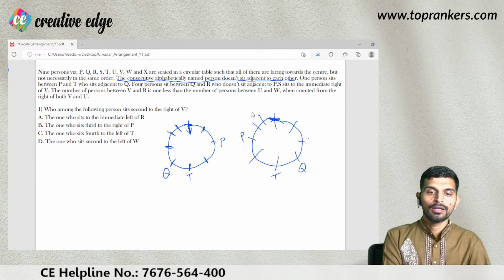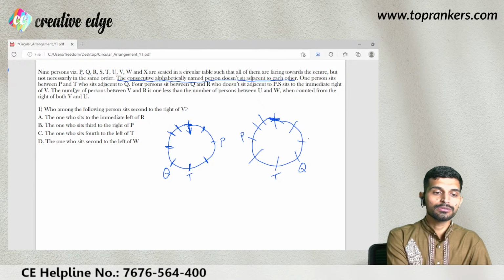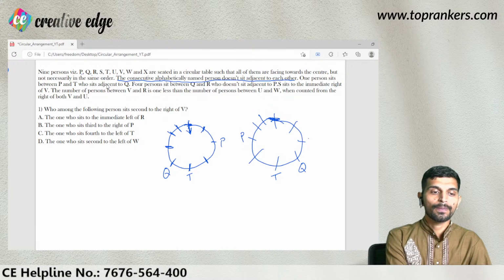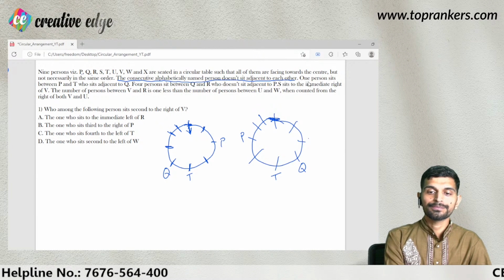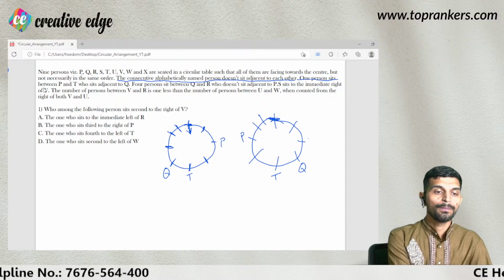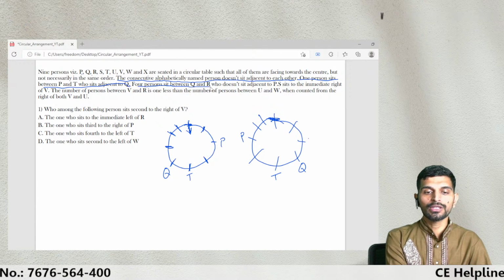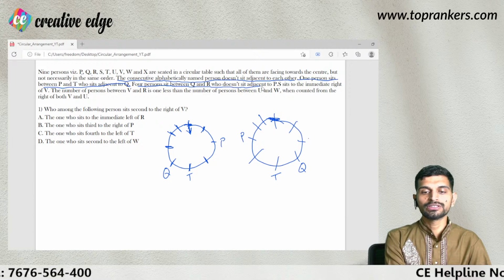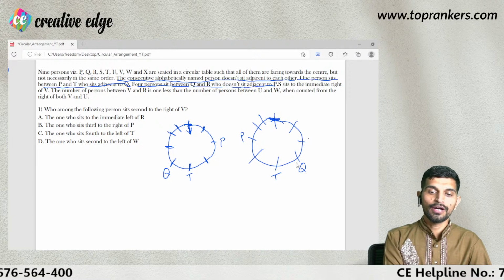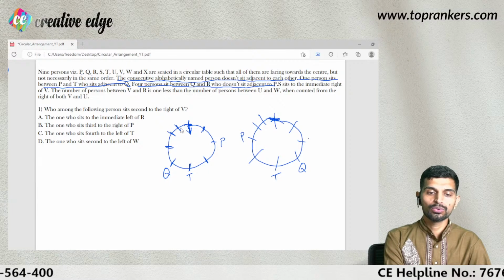All right. Now, four persons sit between Q and R, who doesn't sit adjacent to P. So there are four people: one, two, three, four.